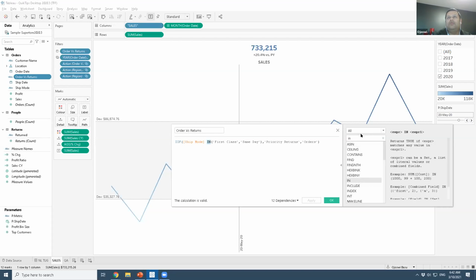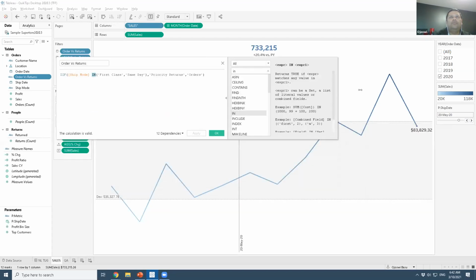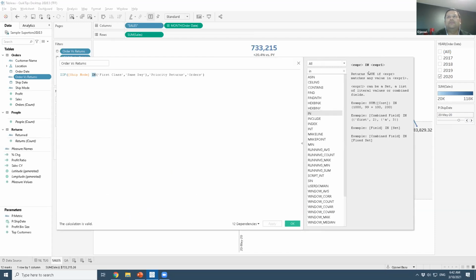When you go into the manual, to the help text, this is what it does, right? And I don't remember all the functions, but I have a high level idea of what each of them does. And then I use it. What this is doing is it's saying, if my ship mode is either a first class or a same day, then my return is a priority return.